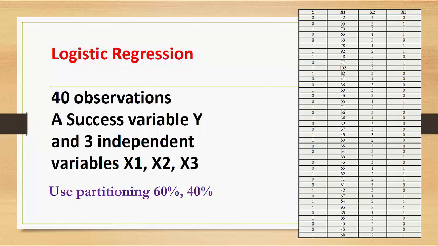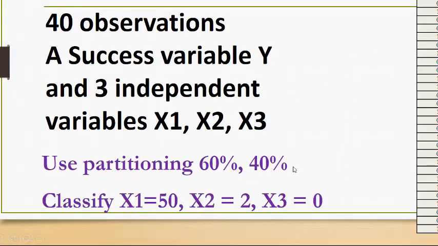We will use a partitioning, that is, I will select this data set and break it into two parts. 60% of the observations will belong to the training set and 40% will belong to the validation data. And we will classify the observation x1 is 50, x2 is equal to 2, and x3 is equal to 0. Let us go to Excel and perform the logistic regression.